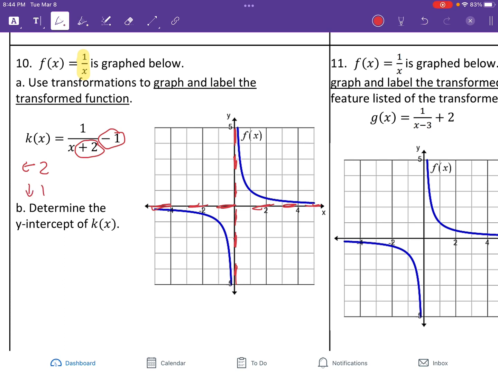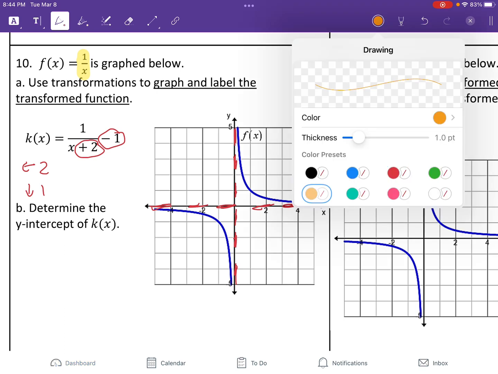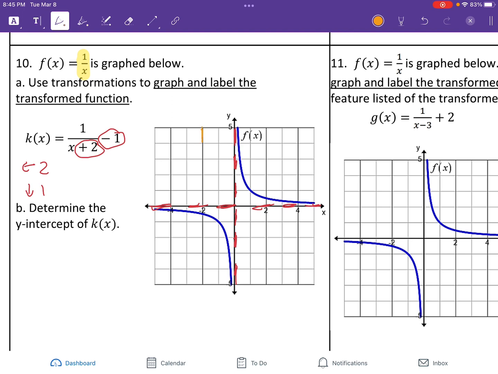So what we're going to do is, if the graph goes to the left by 2, it's going to change your vertical asymptote. So your vertical asymptote is now going to be in orange, 2 to the left. So now it's going to be here. And your horizontal asymptote is going to go down by 1, so it's going to be right here. So I'm going to erase the red lines. Okay, so now we can put our graph back to be bounded by the asymptotes.